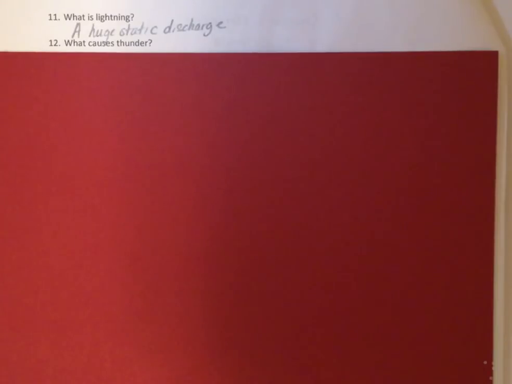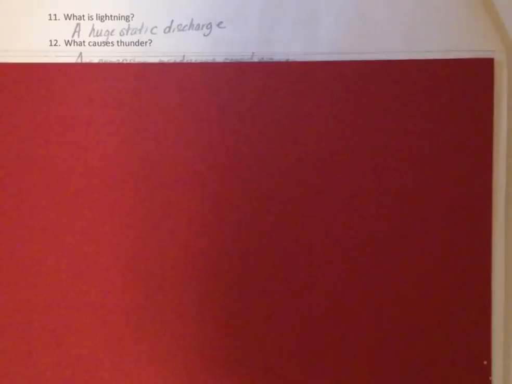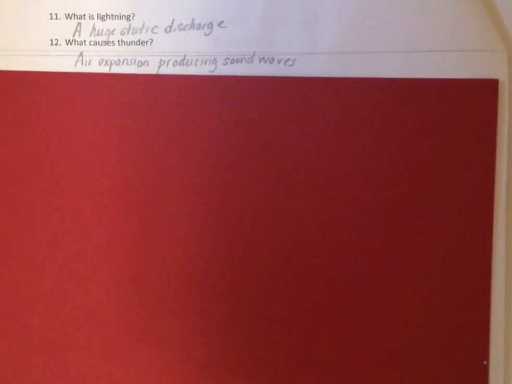And what happens is, as that lightning is moving through the air, it is so hot that it heats the surrounding gases, and that causes them to expand really, really fast. And when they do it so fast, it causes a huge sound wave, and that's what we hear as thunder. So, air expansion producing sound waves.